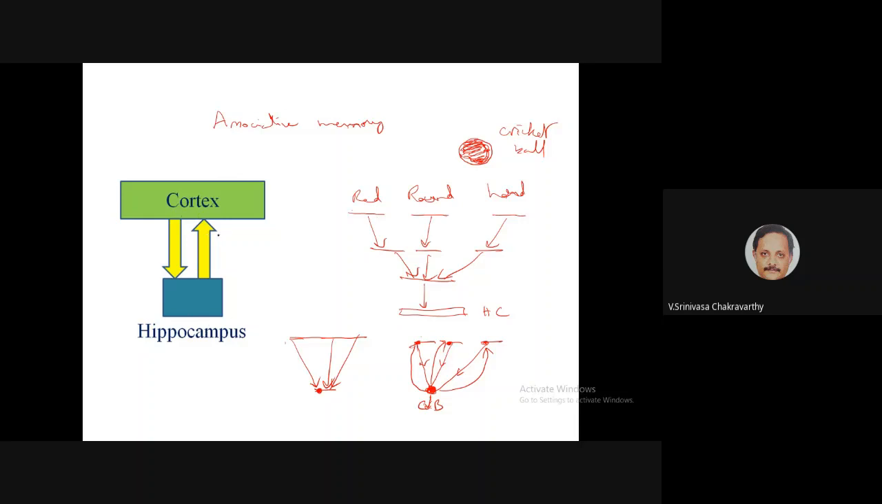So what do you think would be happening in this circuit, in this network of cortex and the cortico-hippocampal network? One conceptual way in which we can look at this is as follows. Suppose I have a cricket ball. I'm holding a cricket ball. It is red in color, round in shape, and hard in feel, and also maybe a certain kind of dull sound if you tap on it.